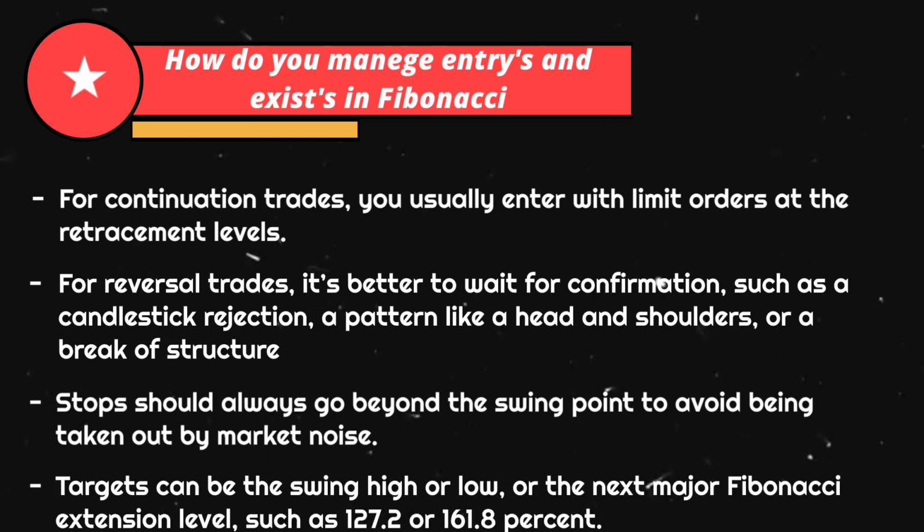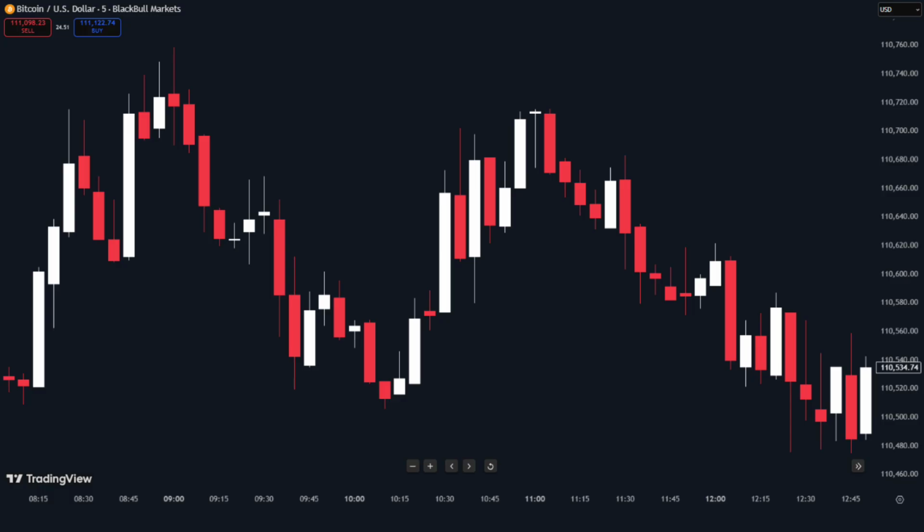Targets can be the swing high or low, or the next major Fibonacci extension level, such as 127.2 or 161.8%. Let's summarize the key setups before we wrap this up.